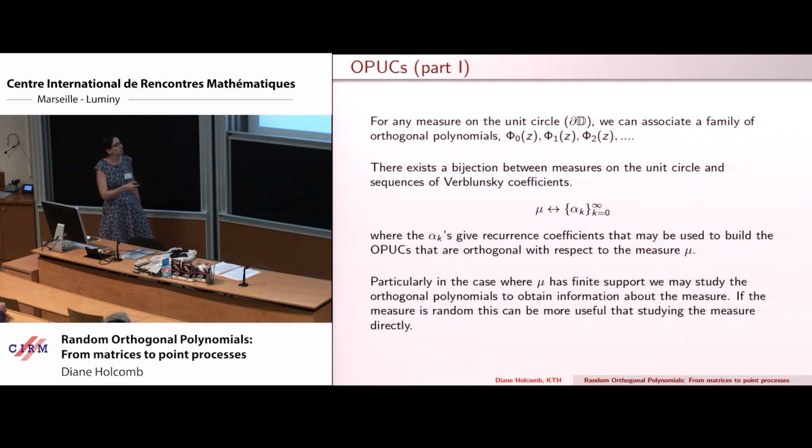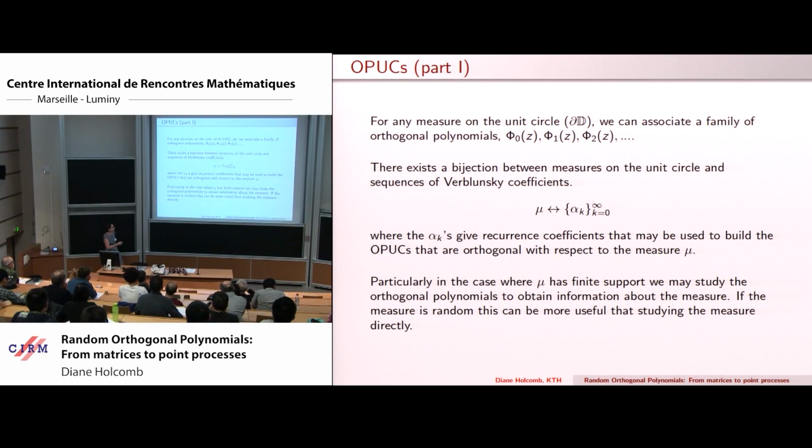So there's a bijection between these measures here and these families of Verblunsky coefficients, the alpha k's. So what we're going to wind up studying is a lot of the alpha k's and the polynomials that they generate.